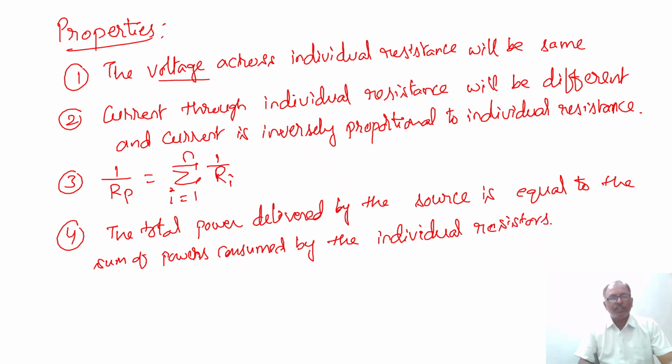In a parallel circuit, the voltage across each resistor will be the same, and the current through the resistances is different. The current flowing through each individual resistance is inversely proportional to the magnitude of that resistor. The equivalent resistance is calculated using the relation: reciprocal of equivalent resistance equal to sum of reciprocals of individual resistances. And the total power delivered by the source will be equal to the sum of powers consumed by the individual resistances. So these are the characteristics of a parallel circuit.